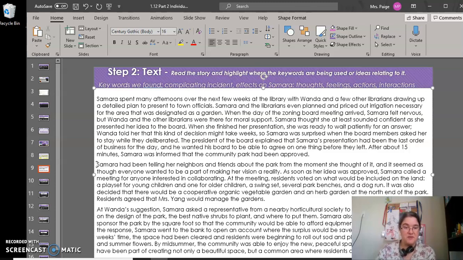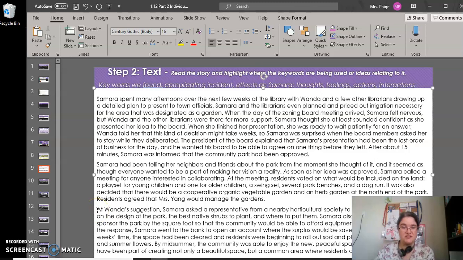Next paragraph. Samara had been telling her neighbors and friends about the park from the moment she thought of it, and it seemed as though everyone wanted to be a part of making her vision a reality. As soon as her idea was approved, Samara called a meeting for anyone interested in collaborating. At the meeting, residents voted on what would be included on the land: a play set for young children and one for older children, a swing set, several park benches, and a dog run. It was also decided that there would be a cooperative organic vegetable garden and an herb garden at the north end of the park. Residents agreed that Mrs. Yang would manage the gardens.